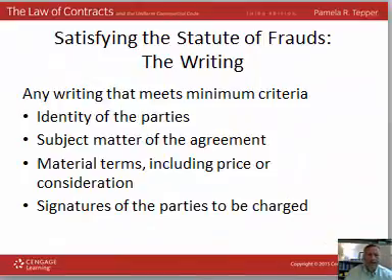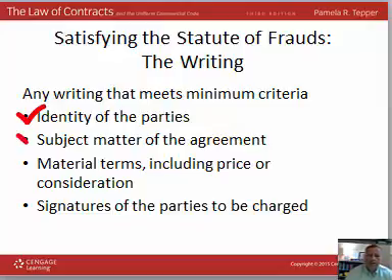Okay, so now that we understand what types of contracts must be in writing, how do we satisfy the requirement for a writing? And it's really fairly easy. It's just a few minimal things that have to be included in the written contract. First of all, we're going to need the identity of the parties. Anybody that's going to be bound in writing must be identified in the contract.